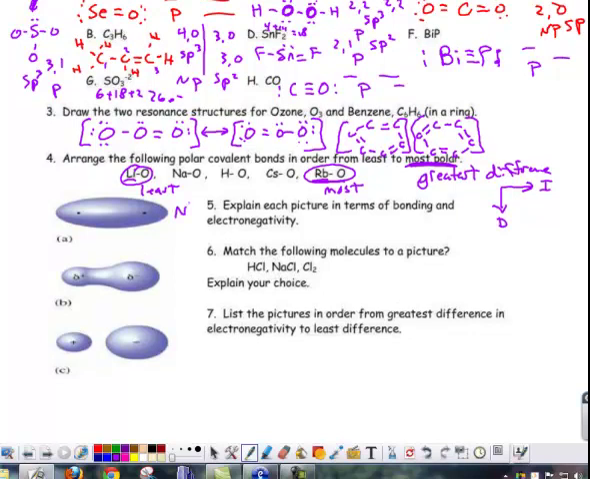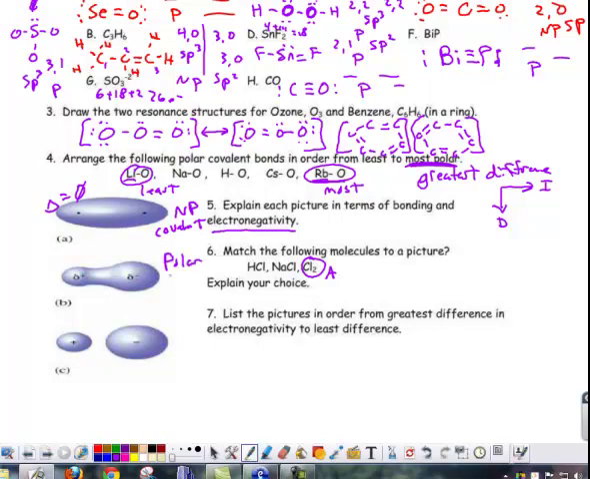This is a nonpolar covalent bond, equal sharing. This would be an example, Cl2. So that would be letter A. It's a diatomic where the electronegativity difference is 0. So the electronegativity difference is 0. A difference of 0. A covalent bond is what this would be.